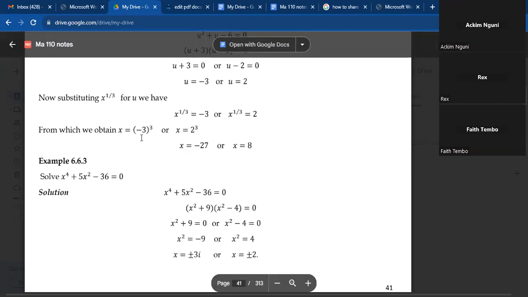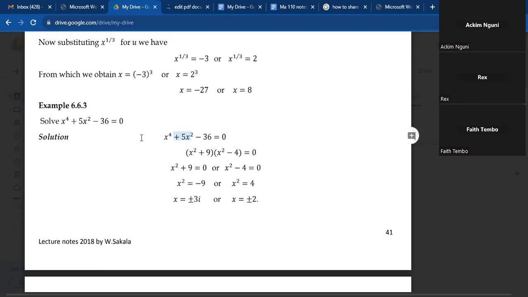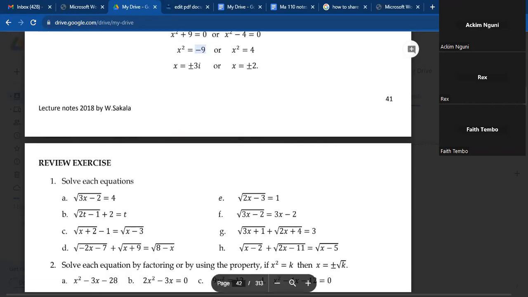So that is how you do that. Another example is that kind. You can see one can bring it raised to the power 4. What's important is to take it in the form of a quadratic, then solve for the value of x. Even this one, you look at it during your free time.